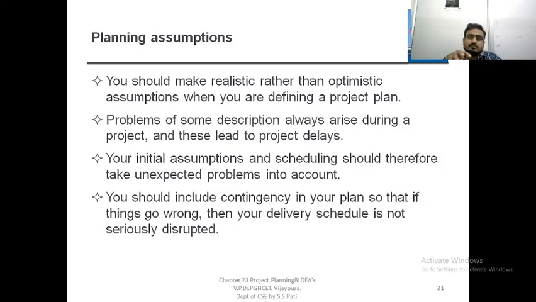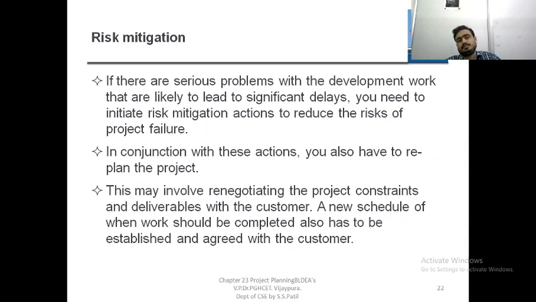Make plans that are possible, not just assumptions. Yes, we can do it. Take a problem, describe it, work on it, and you are going to get a solution. Your initial assumptions and scheduling should take unexpected problems into account, and make sure that plan B is there for every plan. Next, risk mitigation.